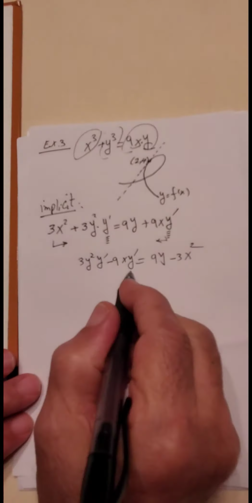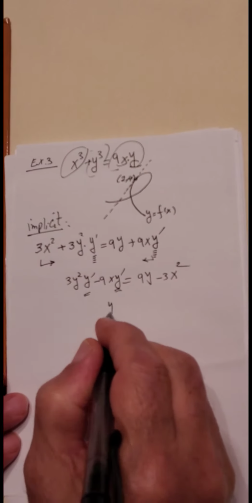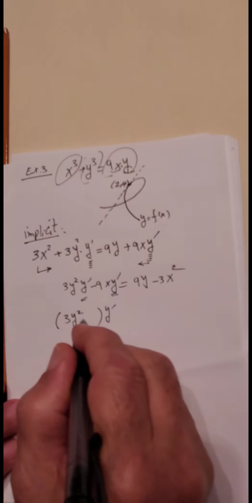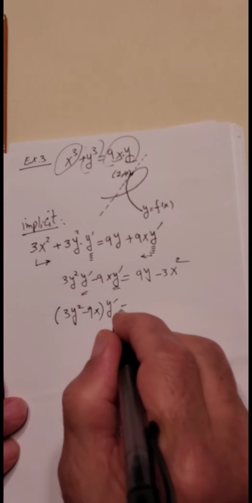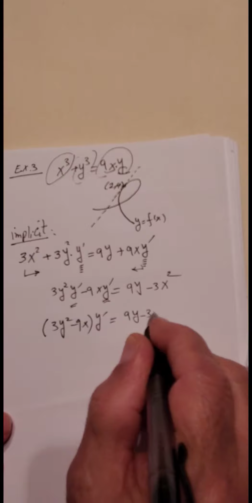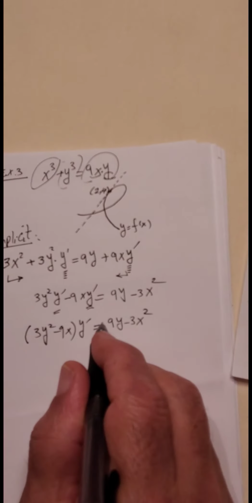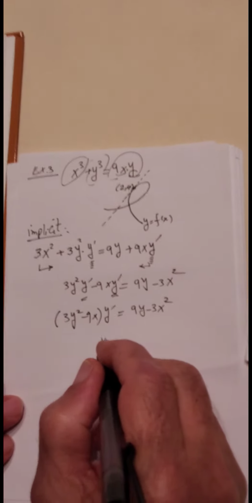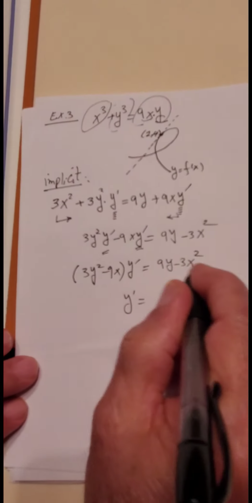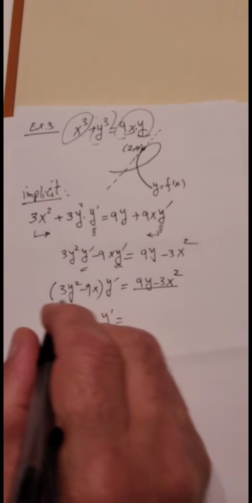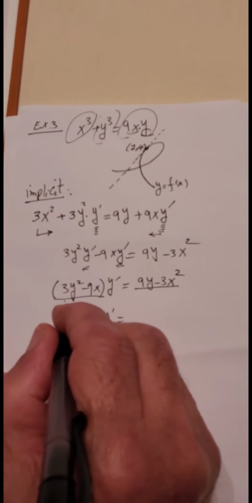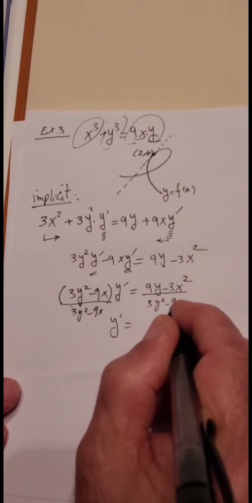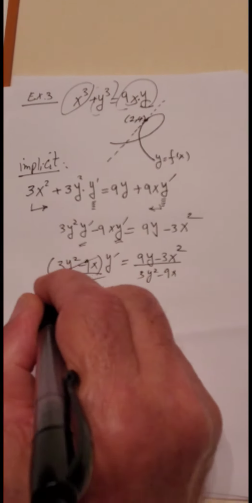Now if you look at it, they both have y prime in common. So you take the y prime out. It remains 3y squared. It remains minus 9x. And on the right side, same thing, you just write down whatever you have on the right side. Now, we got to get rid of these in order to get y prime. Therefore, y prime is nothing but this divided by this. So we divide both sides by 3y squared minus 9x. These two will be cancelled.